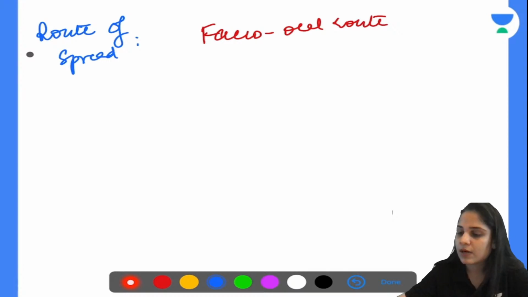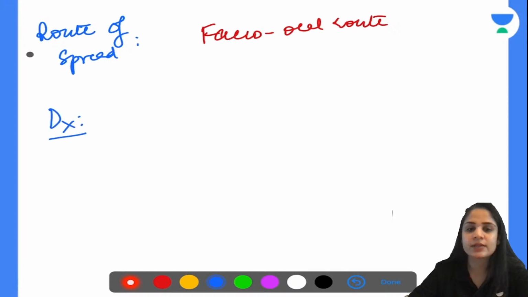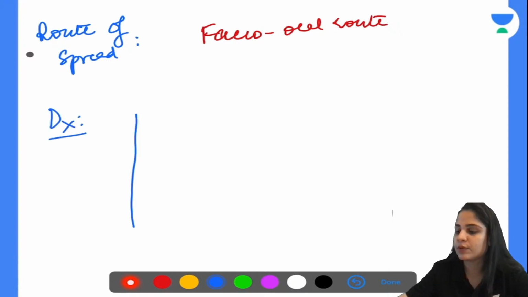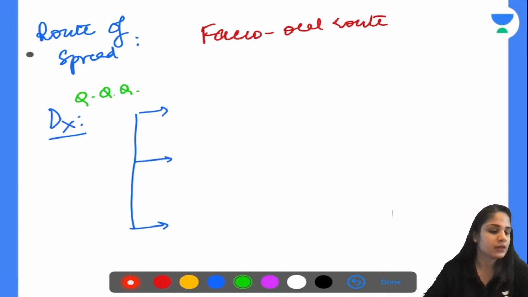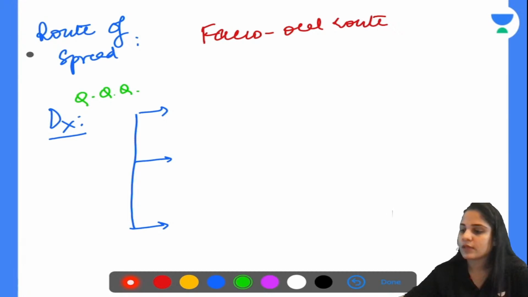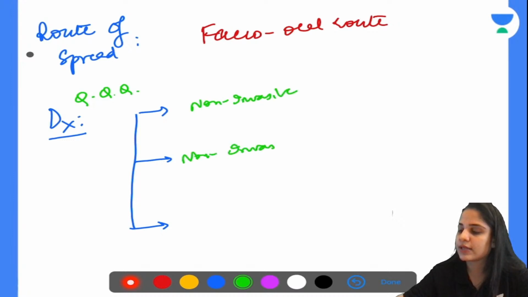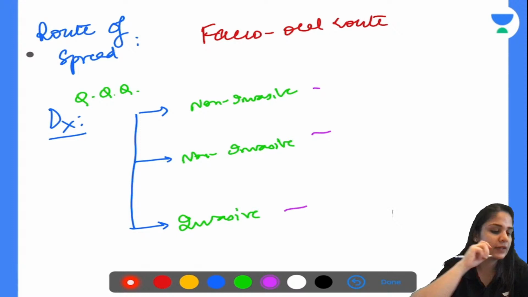Now, how do you diagnose? What are the 3 tests that will help you identify it? And this comes very importantly in the exam. Very important question: 3 tests that will help you diagnose H. pylori. Out of these, 2 are non-invasive tests and 1 is an invasive test. So tell me the 2 non-invasive tests and the invasive test. I'm going to wait for you to answer this one instead of me giving the answer.